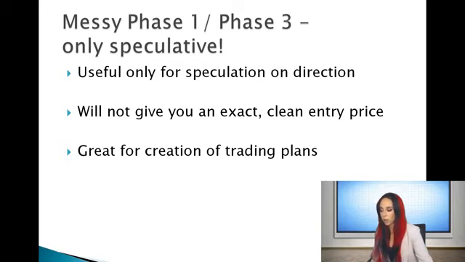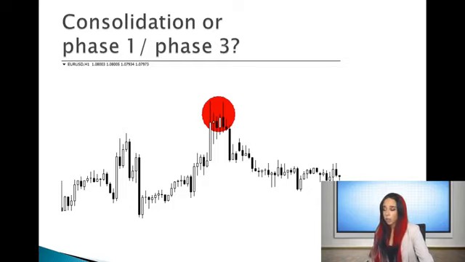I mentioned consolidation patterns and the messy phase 1 or phase 3, but I can appreciate that these two can actually look quite similar at times. It can be very difficult to delineate between the two formations. For example, here's a chart where it really looks like this is a consolidation. You have these uniform candle bodies, seemingly. But this is actually a phase 3. You might be wondering why.